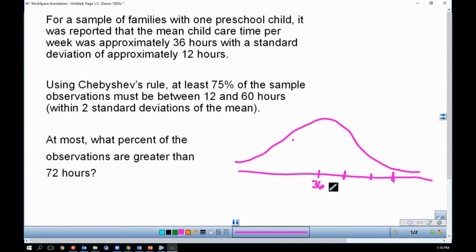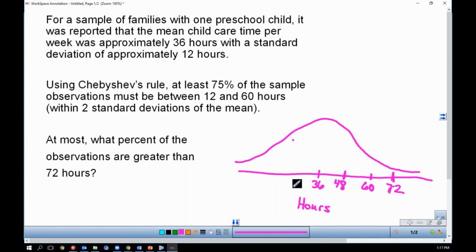what would be my next? If I go 1 standard deviation above, what would I be at? 36 plus 12 is 48. What's 48 plus 12? And then 60 plus 12? And keep in mind, these are hours that we're dealing with here.